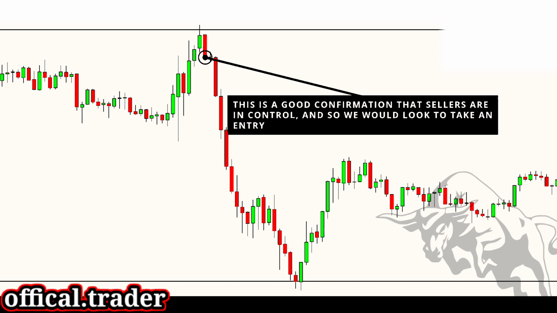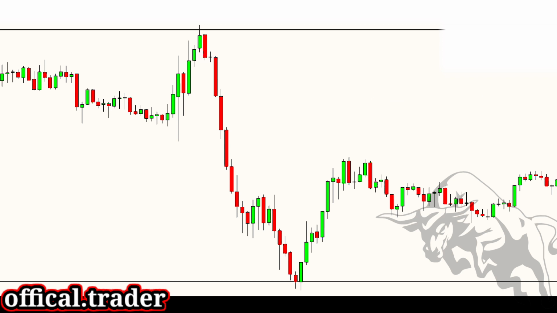This is a good confirmation that sellers are in control, and so we will look to take an entry on the close of this 5 minute candle. To get an even tighter entry on this trade, we can even switch to the 1 minute time frame and look for a price action pattern entry.